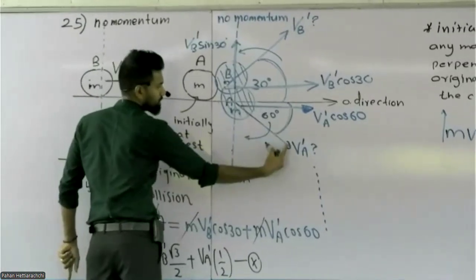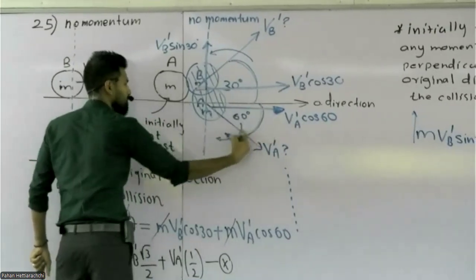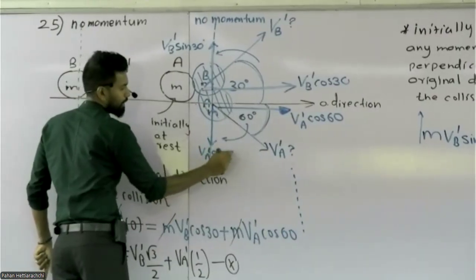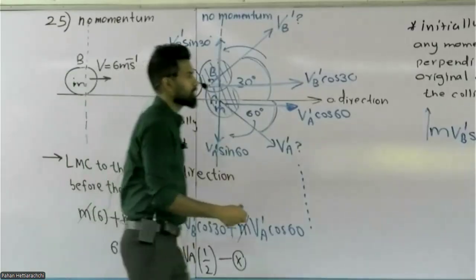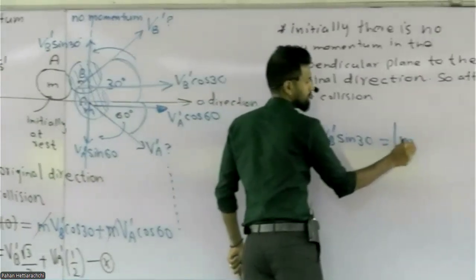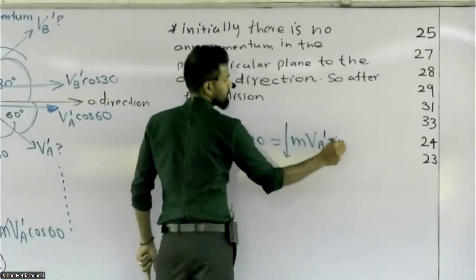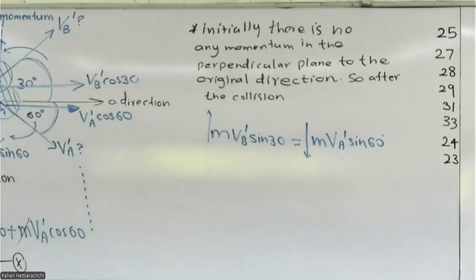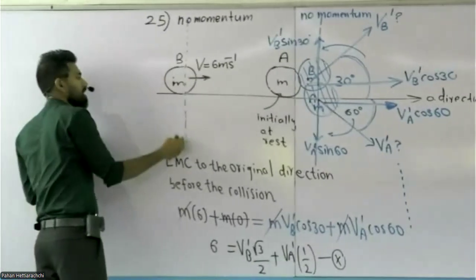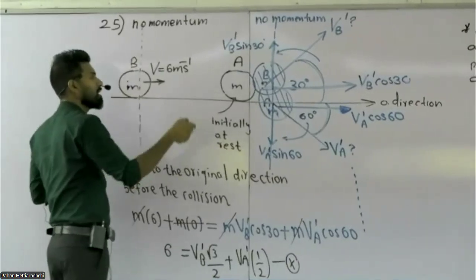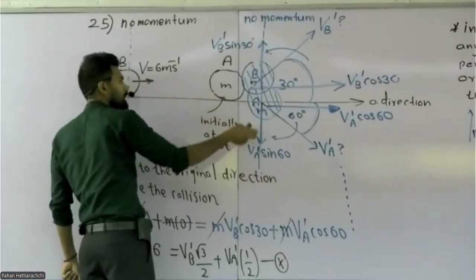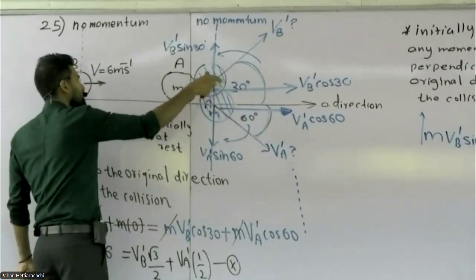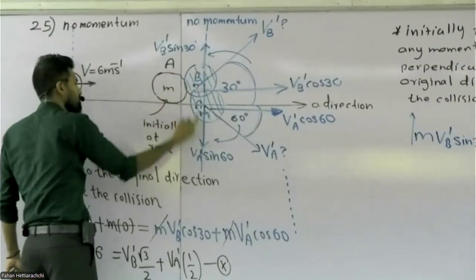So in this direction, if it is VA dash cos 60, then in the perpendicular direction the velocity is VA dash sine 60. So the momentum in this direction is mass into VA dash sine 60. They should cancel out each other. Why? Initially, there's no momentum in the perpendicular plane. So if momentum conserves, there can't be a momentum in the perpendicular plane after the collision either. But after the collision, you can clearly see momentum components in both directions.